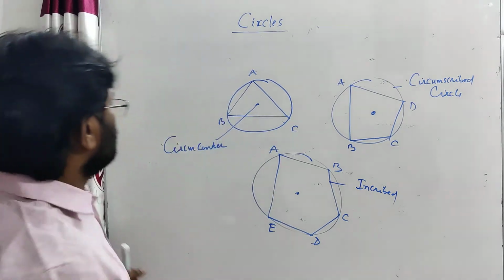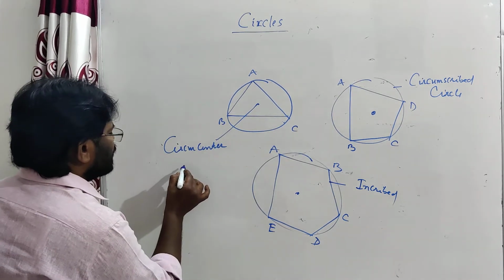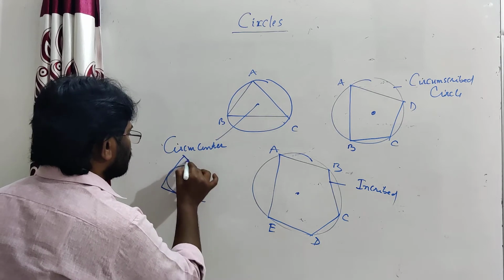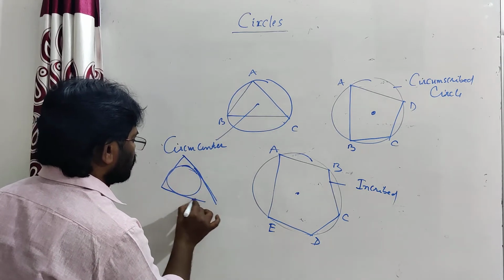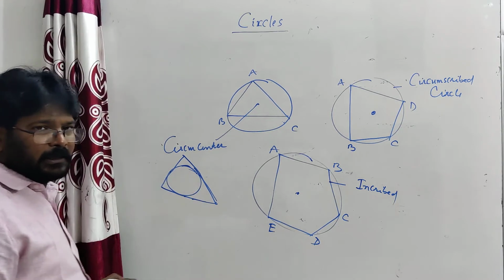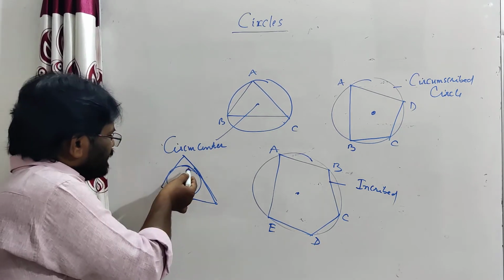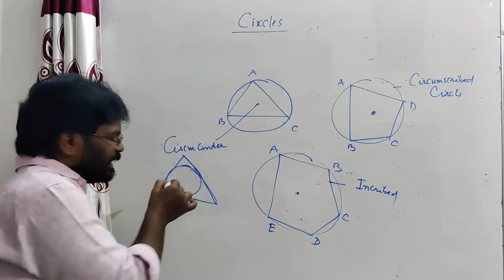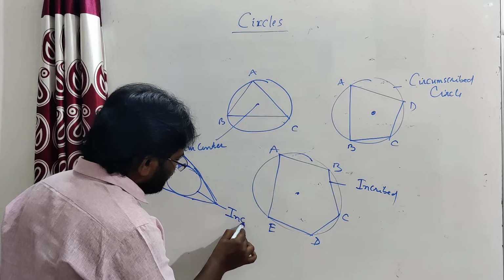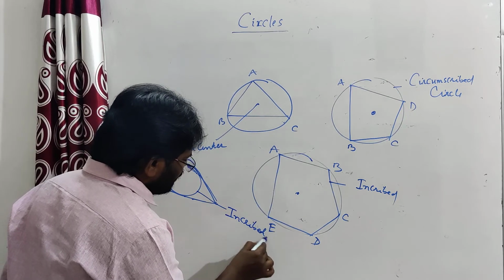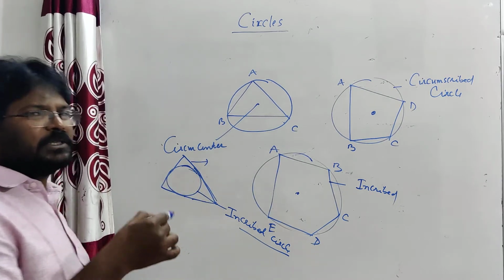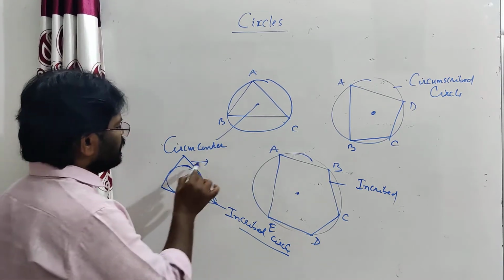Suppose this is a circle that touches all the sides and totally lies inside the triangle. This circle is known as inscribed circle. The triangle is circumscribed about the circle. It is circumscribed.